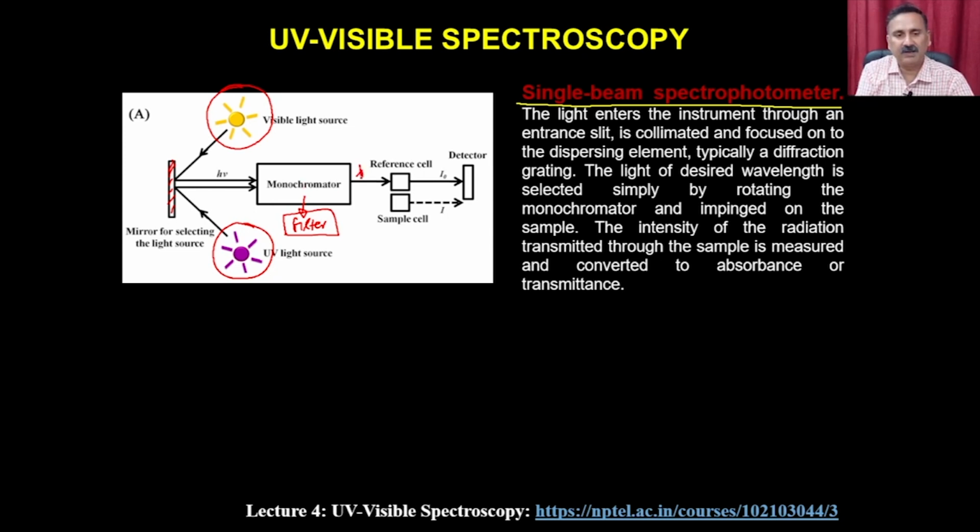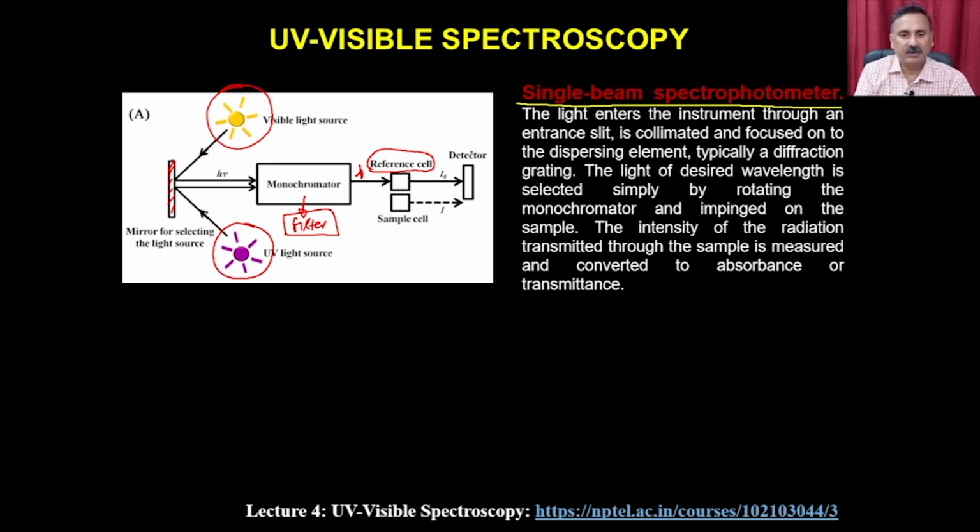For example, if I select a particular lambda, it is going to screen out all other wavelengths and only allow the passage of that lambda. The monochromator could be of different types: a diffraction grating, a prism, or anything else. And then the light interacts with the reference cell. In a single beam spectrophotometer, you have only one slot to keep the cuvette, okay?